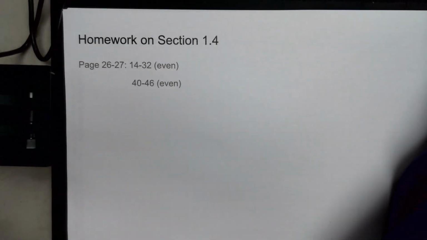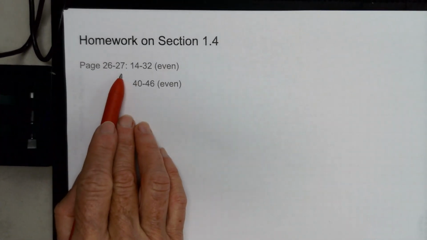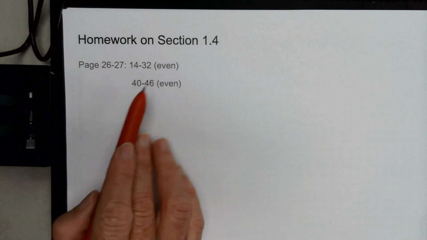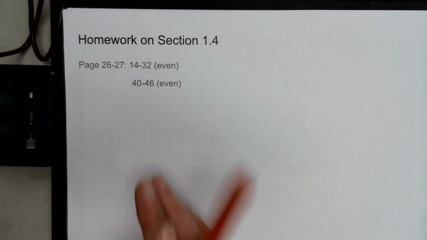Your homework on this section is page 26 through 27, 14 through 32 even, and 40 through 46 even.